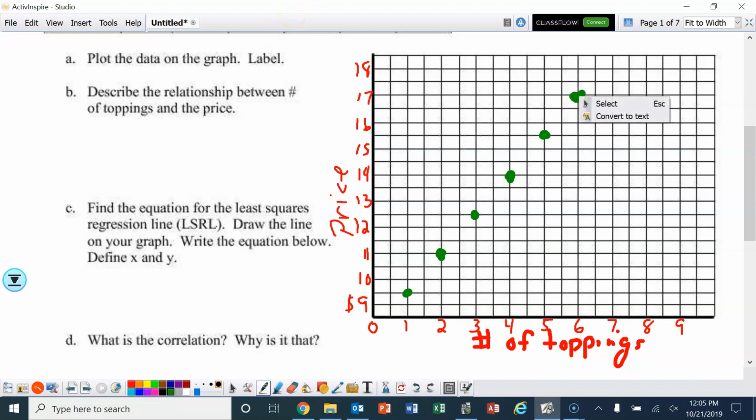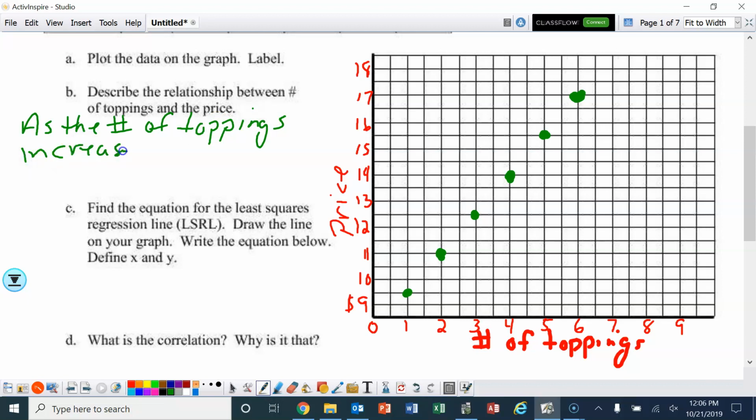Okay, but before we get into that, let's go to B. It says, describe the relationship between the number of toppings and the price. So we say, as the number of toppings increases, the price increases. All right, that's describing the relationship. As the number of toppings increases, the price increases.